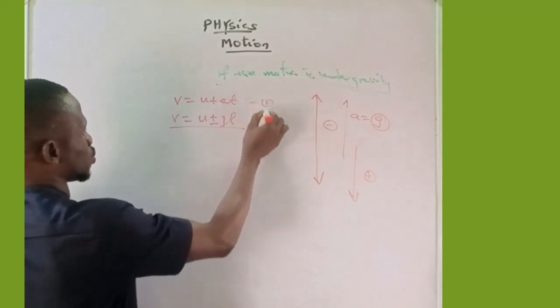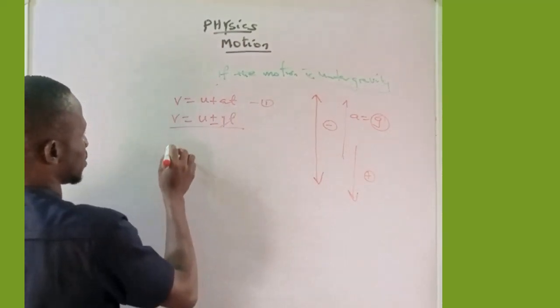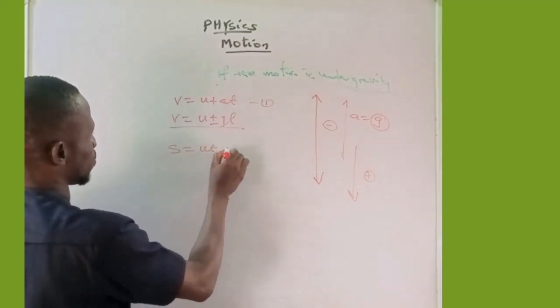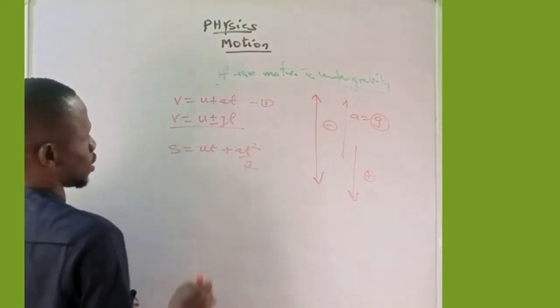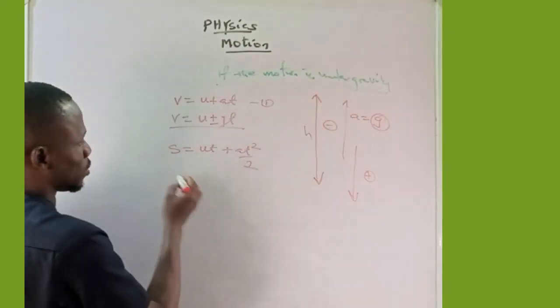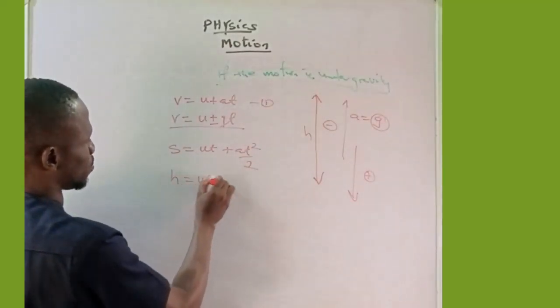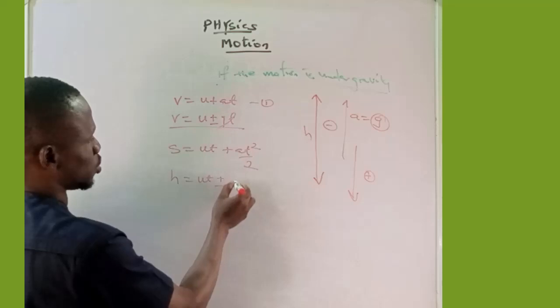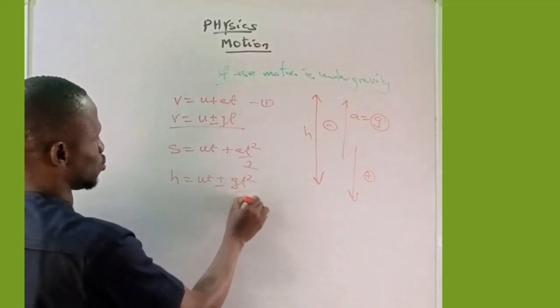The next equation of motion we have is that S equals UT plus AT squared over 2. Under gravity, distance becomes height, is it not? So height h equals UT plus or minus gt squared over 2, since a becomes g.